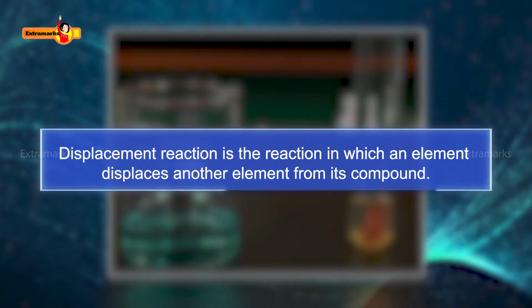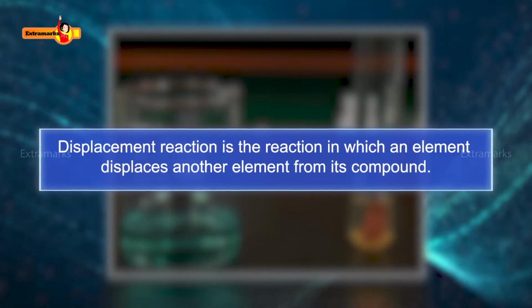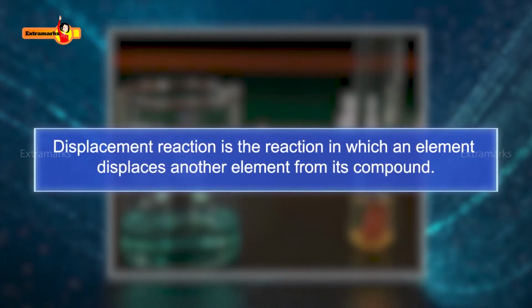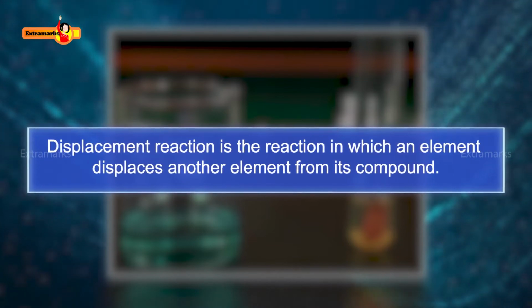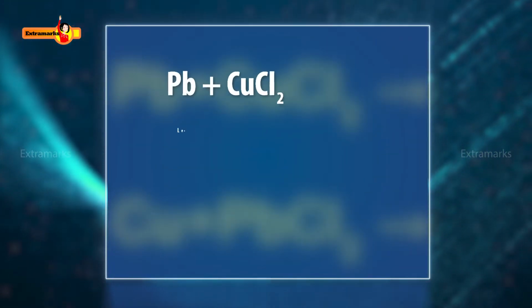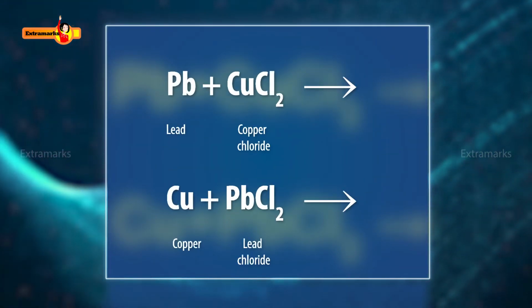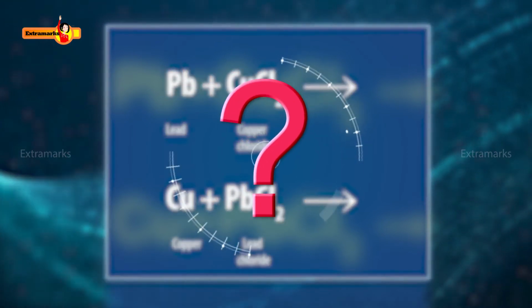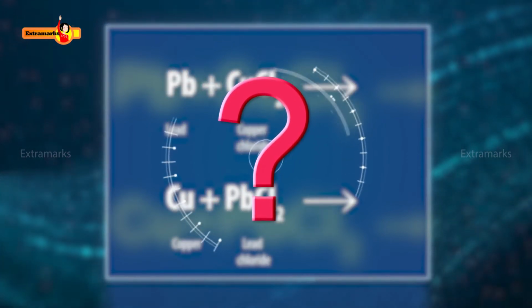So, what all information can you gather from this activity? Displacement reaction is the reaction in which an element displaces another element from its compound. So, now you have understood what displacement reactions are. Can you predict which of the two reactions would occur?